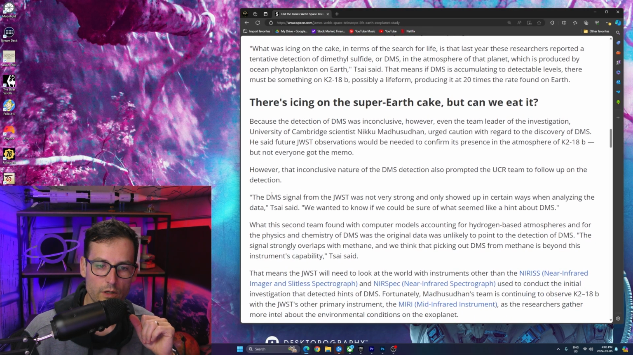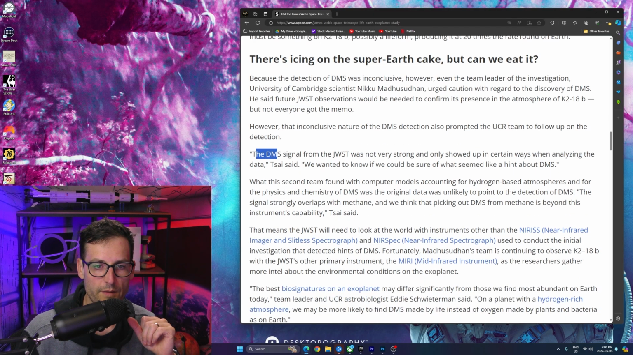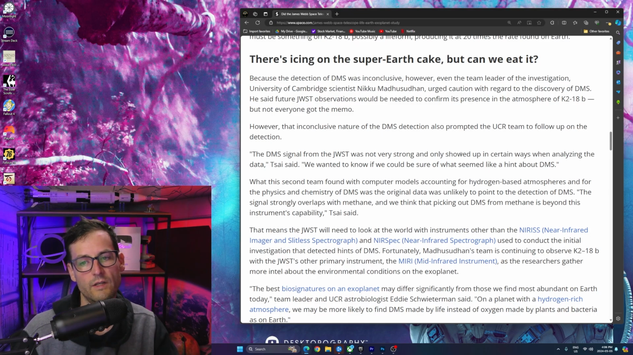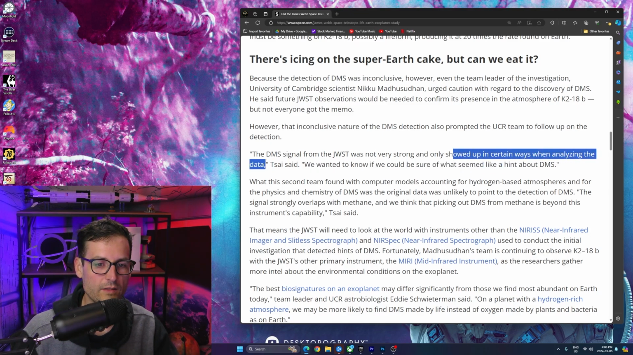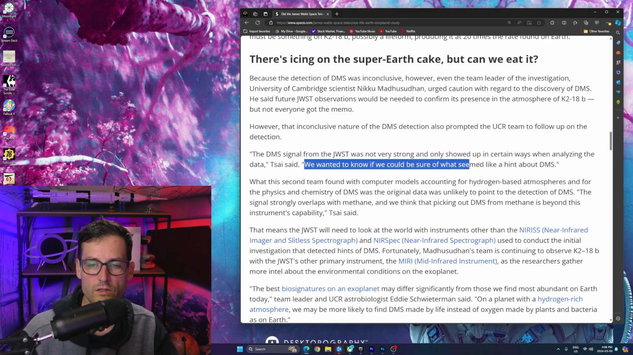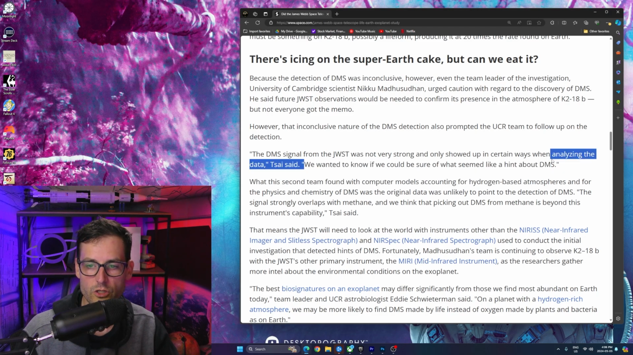But then they realized down here that the dimethyl sulfide signal from the James Webb Space Telescope was not very strong, and it only showed up in certain ways when analyzing the data. So we wanted to know if we could be sure of what seemed like a hint about it. The signal strongly overlaps with methane.